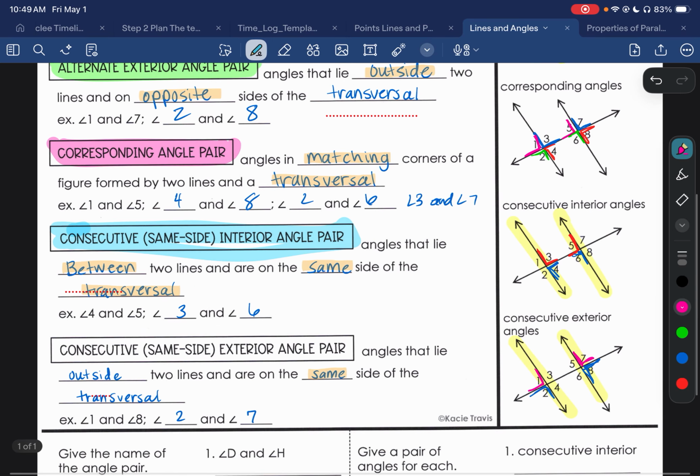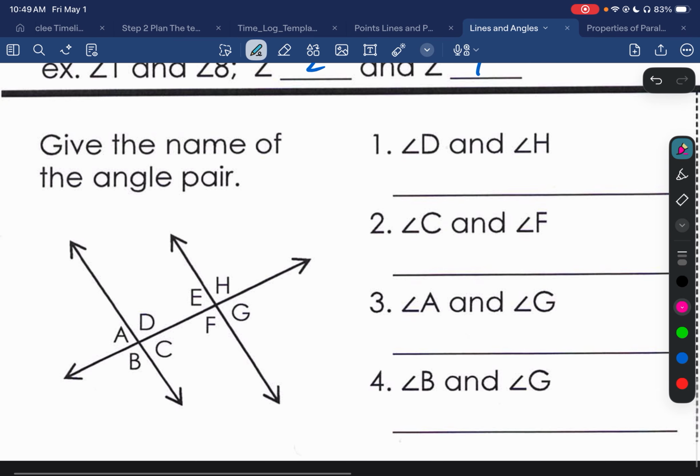Let's finish the rest of these notes on the bottom. Let's go. So it says, what is the angle pair for D and H? So let's highlight D, this angle right here. Let's highlight H. Pause the video, take a guess, think about what you have, and then play the video, see if you're right. Those two angles right there are what we call corresponding angles. Corresponding angle sign.